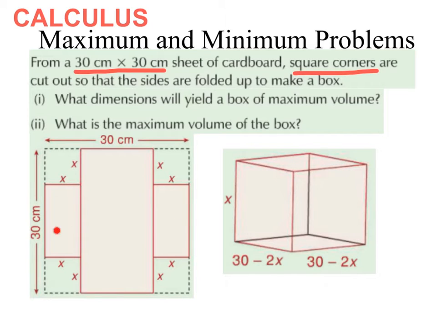Now we know that if we were to fold along this line here, and bring this part upwards and do the same on the other side, and here, then the X part is going to join up. This X length will join up with this X length, and this will actually be the height of the box.